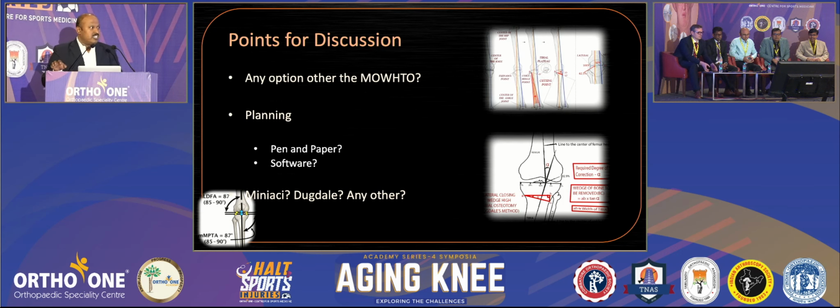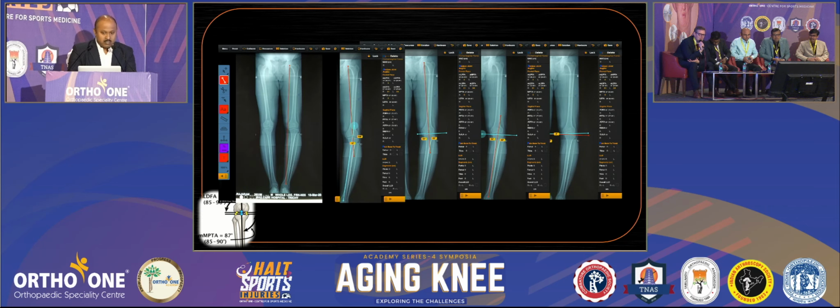So the points for discussion in this case: I believe this is an ideal indication for a medial opening wedge high tibial osteotomy. Would any of the panelists like to differ, sir, or any other options in this case? At first, how were the angles, the MPTA and the MLDFA in this case? I cannot see it. Oh, it's not seen, sir? Okay. For my eyes, a little bit too small. Okay, fine.